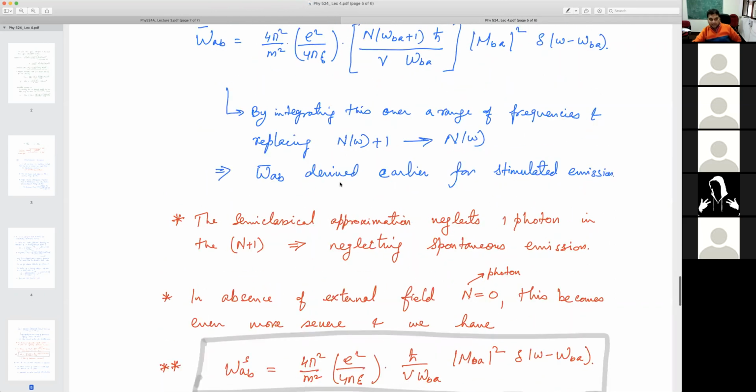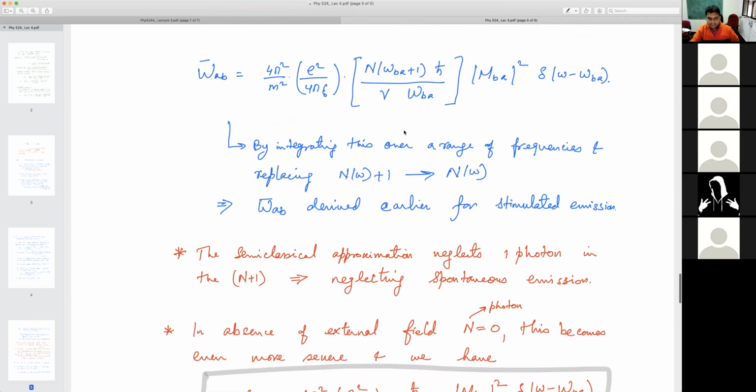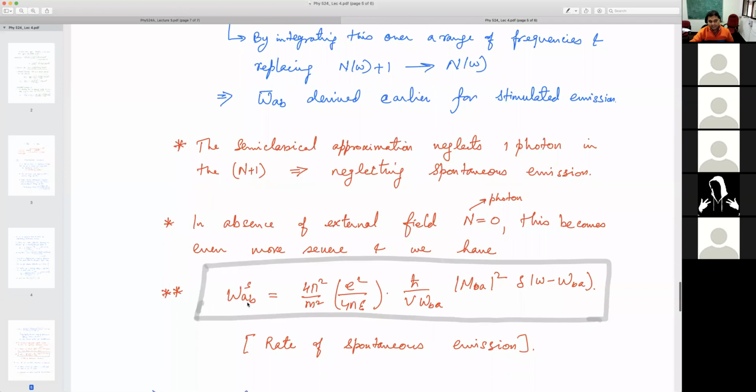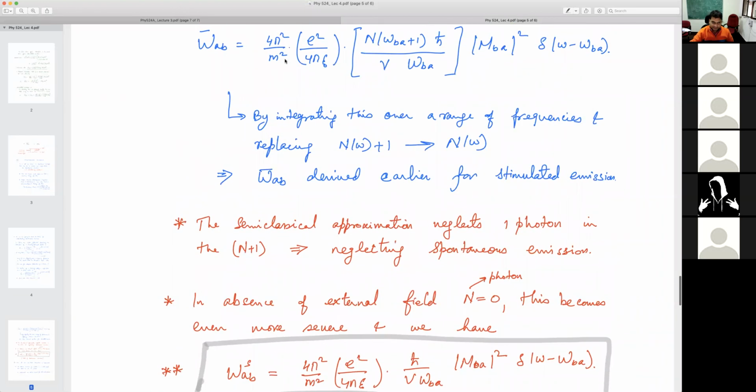And yeah, so now more remarkably, this n omega plus 1 will do an even more remarkable thing. Suppose my n omega was 0. So in the absence of an external field, n photon is 0. Then this becomes even more severe, and we can have omega ABS. Whatever omega AB I calculated, I'll give it one extra name, let's say, spontaneous, and I get the same terms.